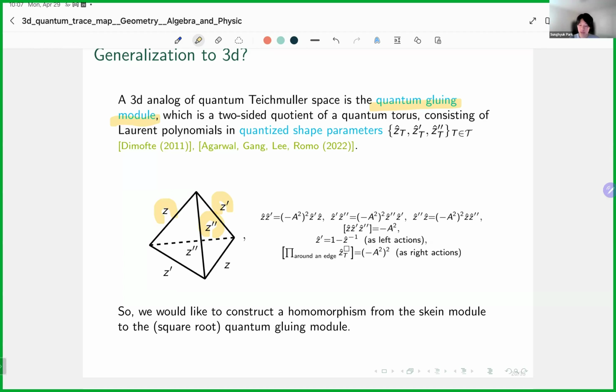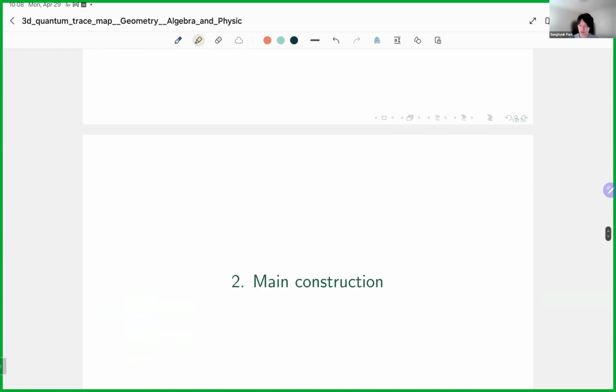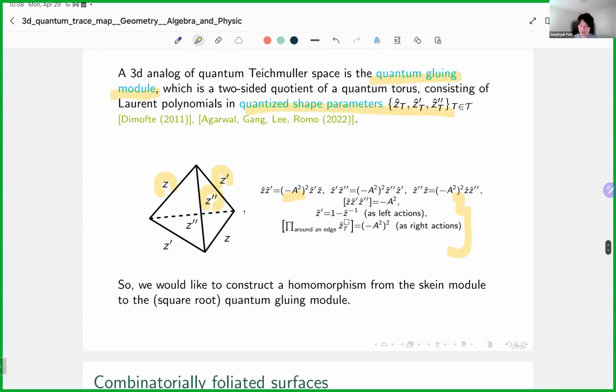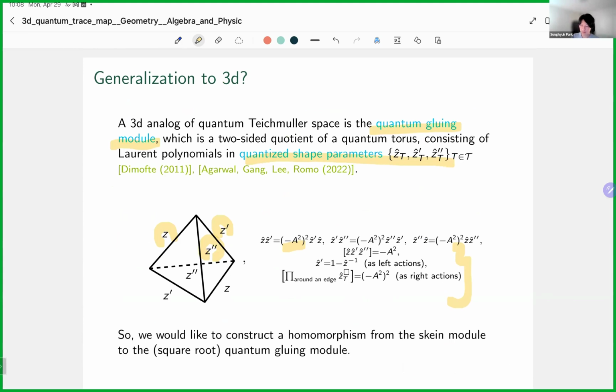And it turns out that they can be quantized. These coordinates can be quantized, called quantized shape parameters. So now these are q-commuting variables, variables commuting up to some scalar, and they must also satisfy the quantum version of the relations that are satisfied by the usual shape parameters. So in analogy with this two-dimensional quantum trace map, we would like to construct a homomorphism from the skein module to the quantum gluing module, or more precisely, a slight extension of it that includes square roots of these parameters.